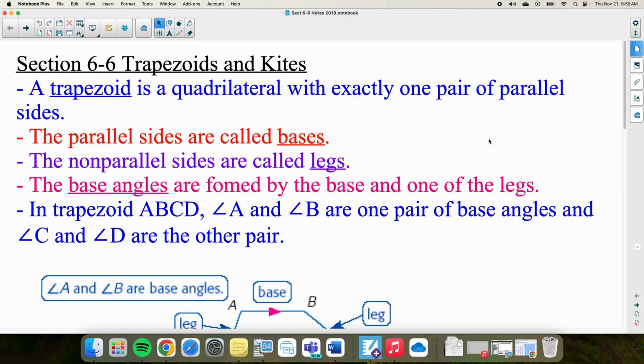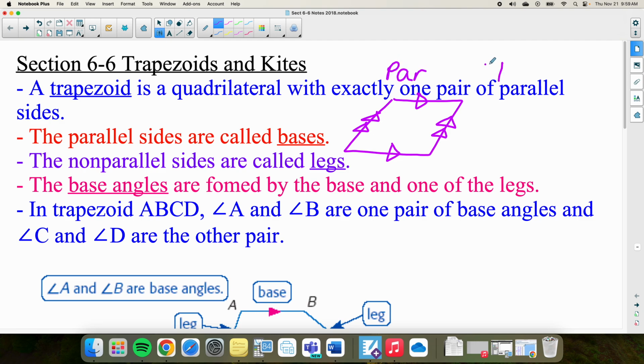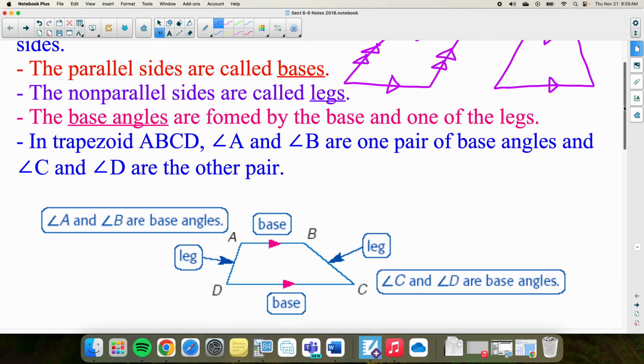So today we're going to talk about trapezoids, and tomorrow we're going to talk about kites. Trapezoids are not parallelograms. And here's the difference. So a parallelogram has both pairs of opposite sides parallel. Okay, so that's a parallelogram. A trapezoid has only one pair of opposite sides parallel. The other two sides are not parallel. So that's what makes a trapezoid different.